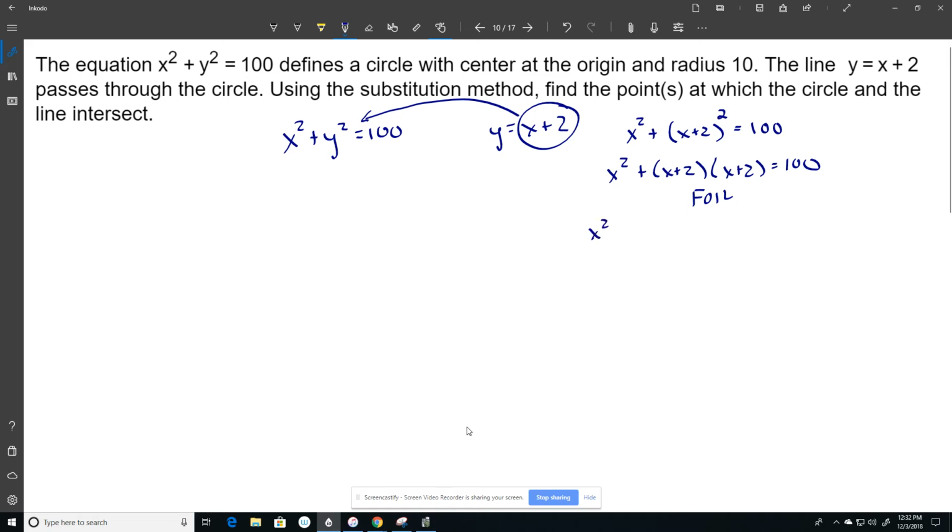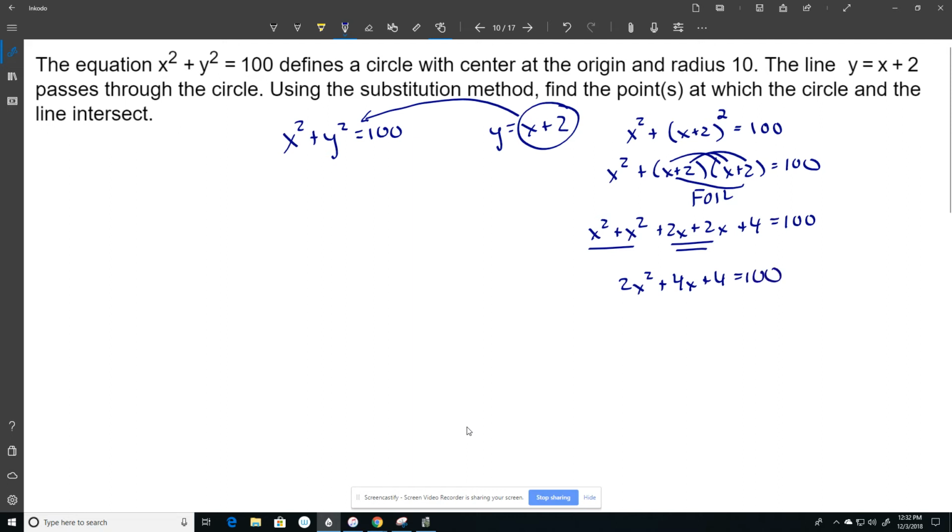So I have an x squared. x times x is another x squared. x times 2 is 2x. 2 times x is 2x. And 2 times 2 is 4. And those equal 100. So combining like terms, 2x squared plus 4x plus 4 equals 100.